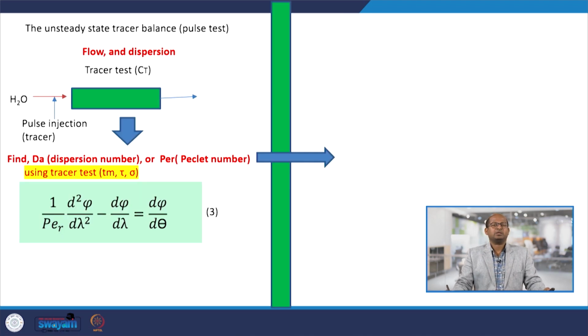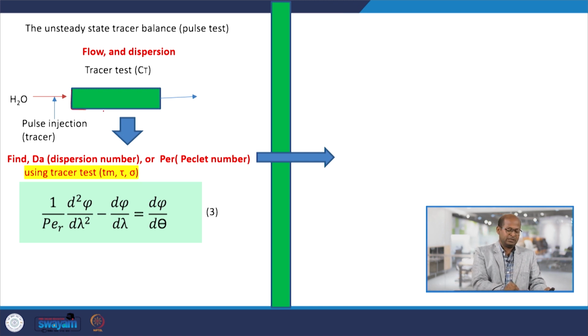In our previous class we discussed when dispersion is there, and how that would affect the overall performance of the reactors. So, conversion and concentrations will change. Based on that we have derived dimensionless equations, for when flow and dispersion are there inside the reactors.